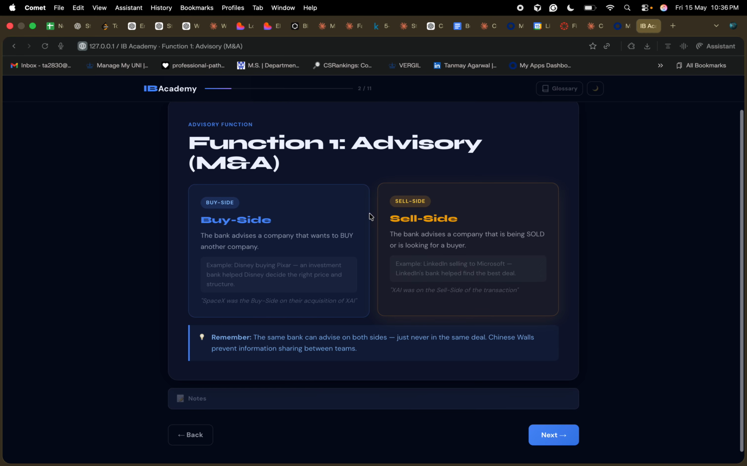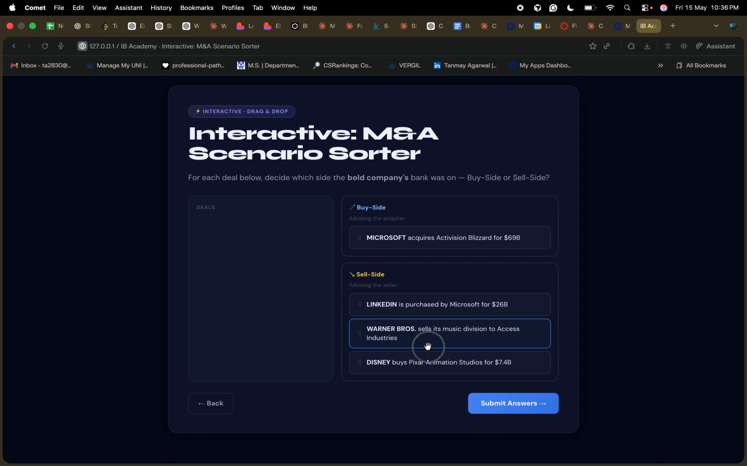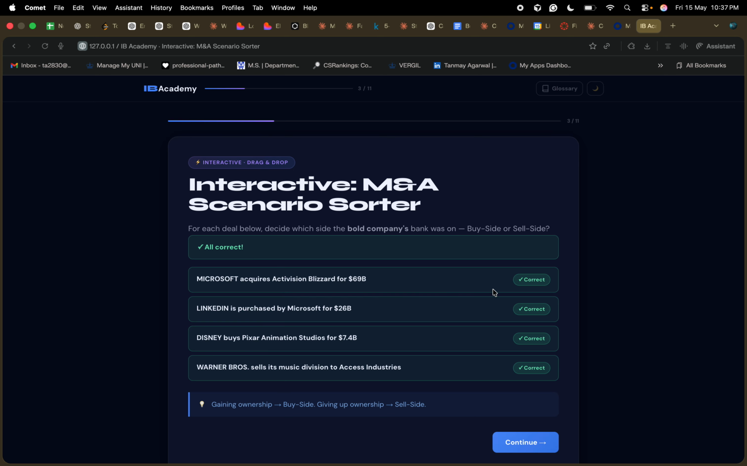The second one shows the functions like advisory, M&A, buy and sell sides. Then comes the interactive M&A sorter. So here I am sorting which one should be which. We have also included interactive quizzes in between the lessons so that a person can properly understand and learn. By luck, I am not very familiar with investment, but I got all of these correct.